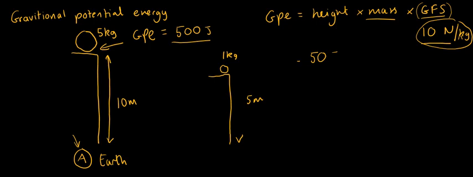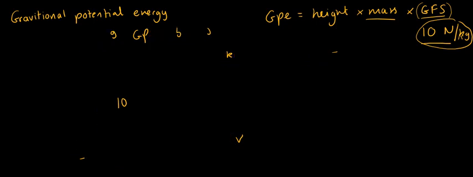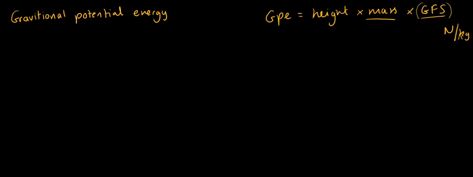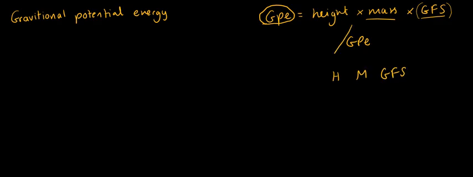Okay, so then what I need to be able to do with this equation is rearrange it. Some people are fine with rearranging equations as they see them. However, some people might find it helpful to put that into a triangle. If I'm going to put this as a triangle, I have GPE on top of my triangle, and I'll have height, mass, and gravitational field strength along the bottom of my triangle.